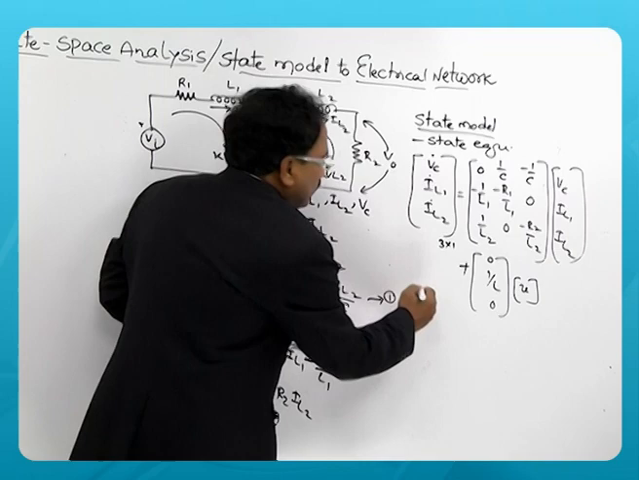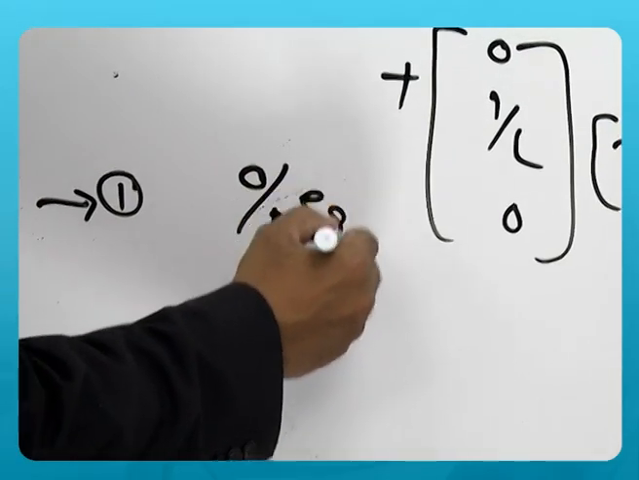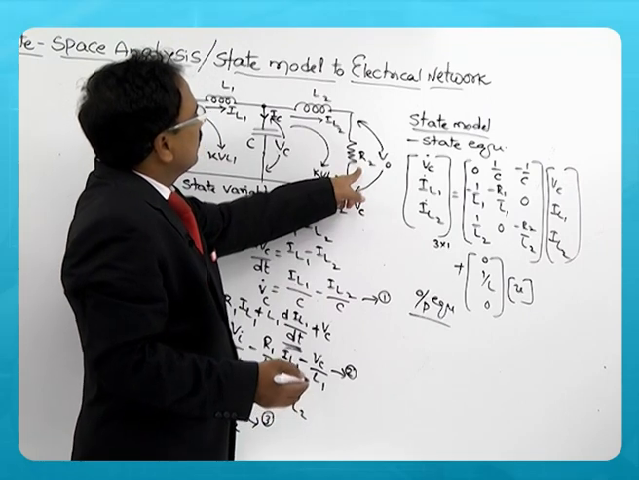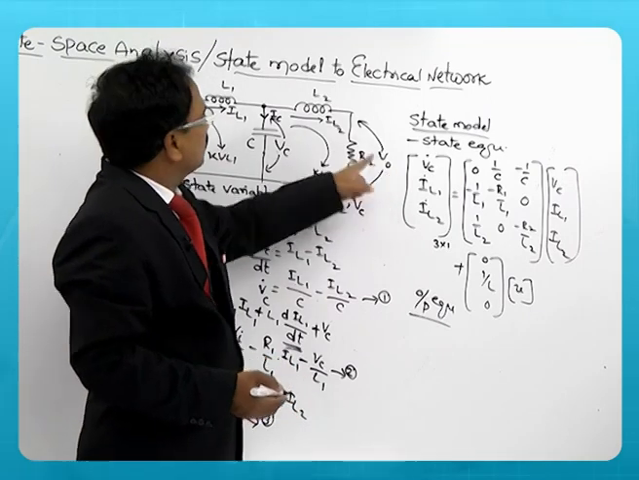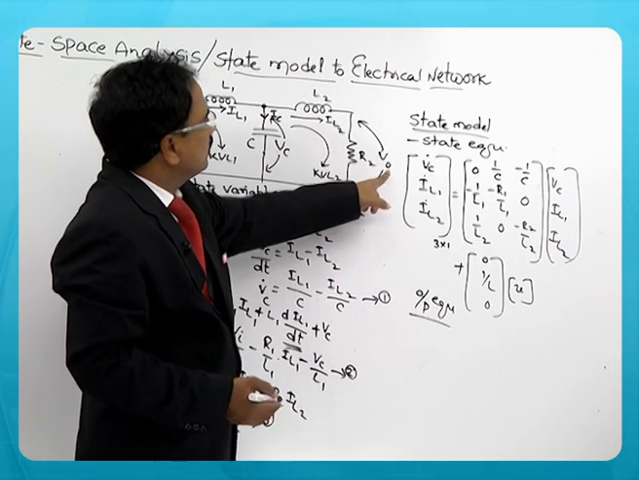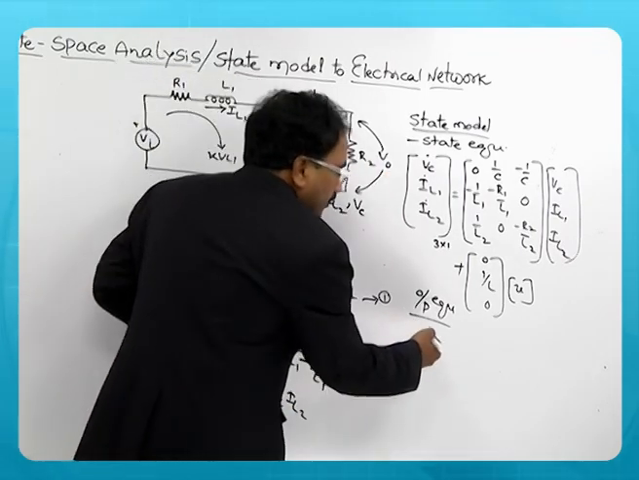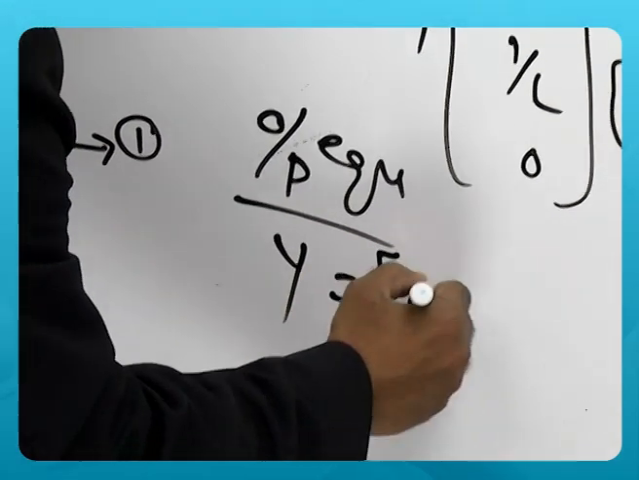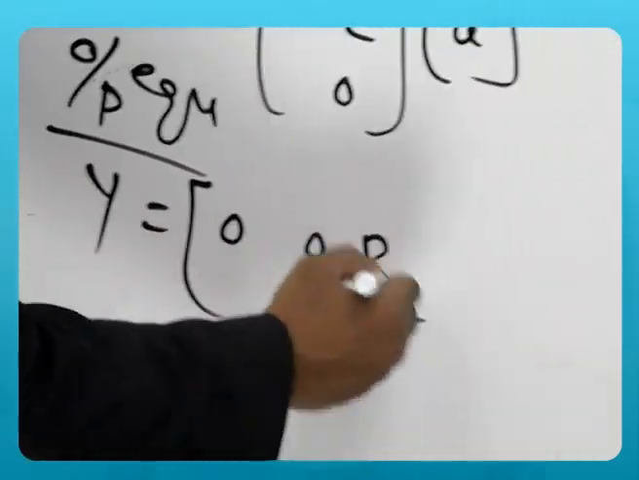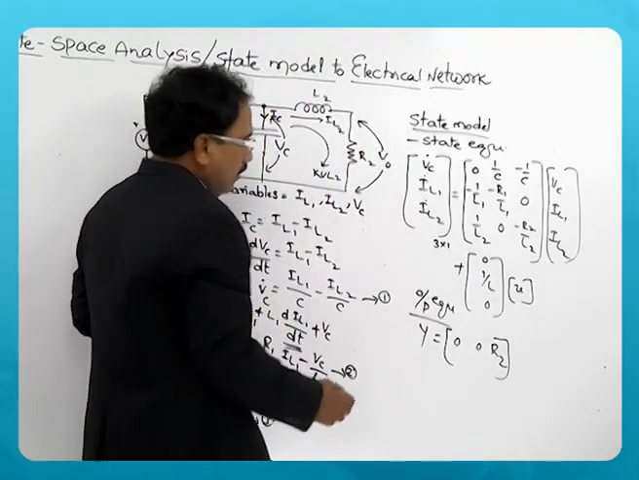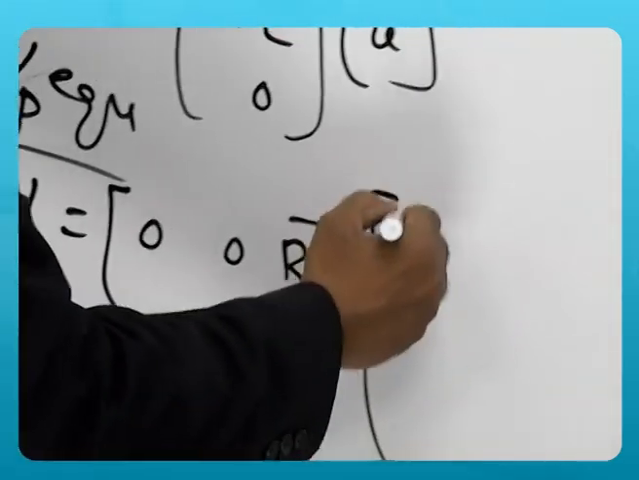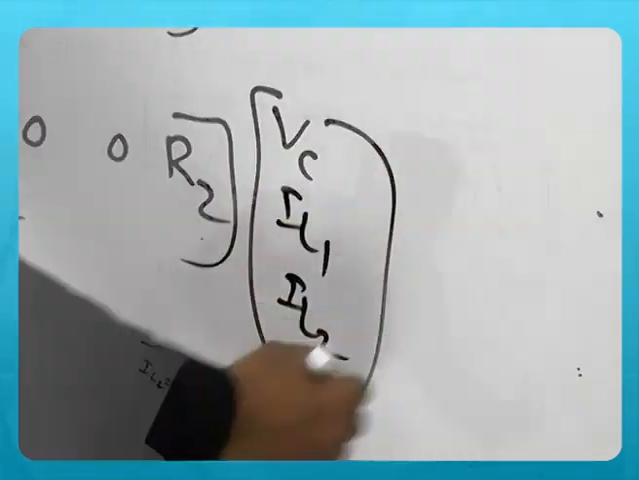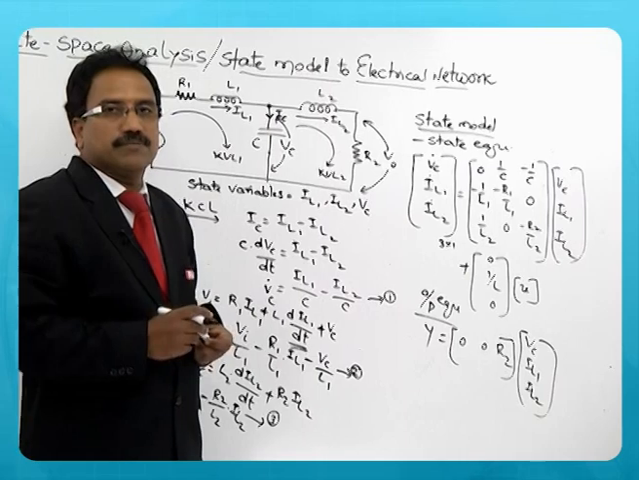Now I want to get the output equation. It is simple: the voltage across this resistance is nothing but the output voltage. So IL2 multiplied by R2 is V0. So you can get the output equation Y is equal to 0, 0, R2, and only the resistance is there across the output. So VC, IL1 and IL2 is the output equation.